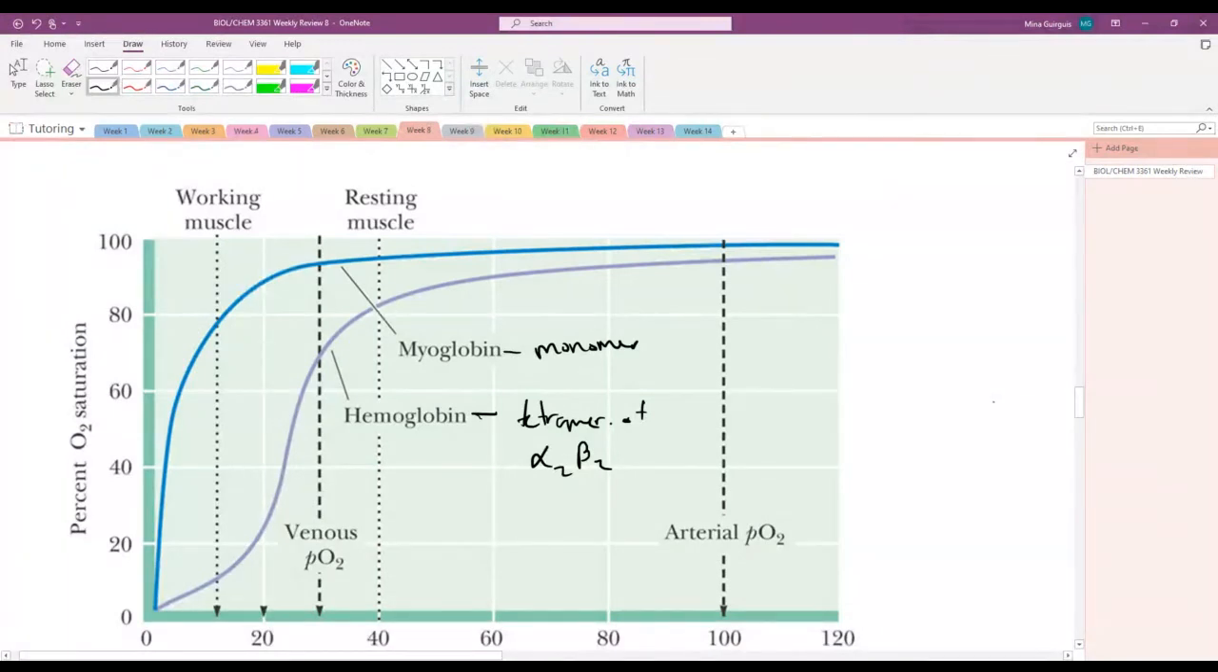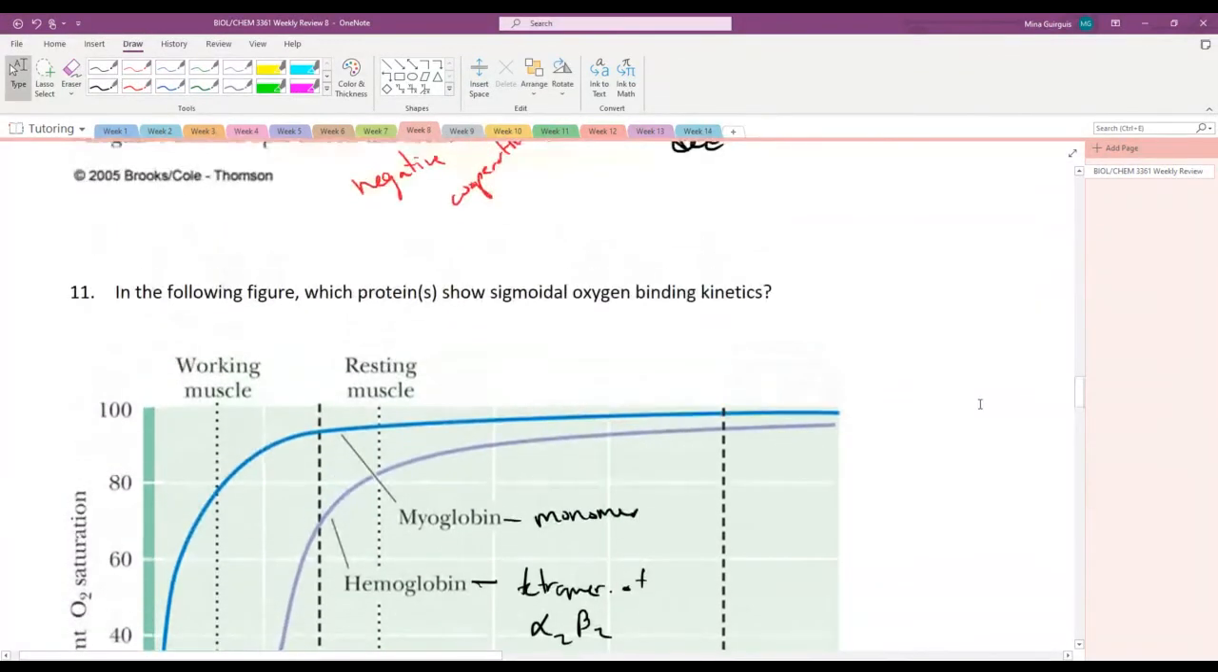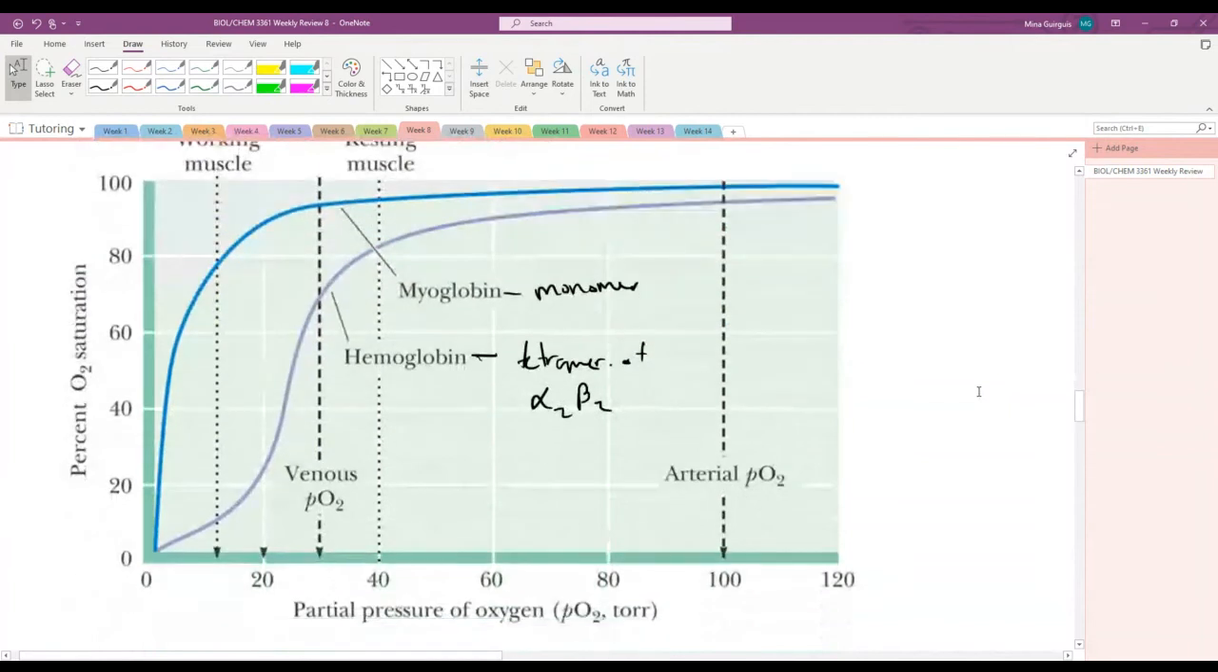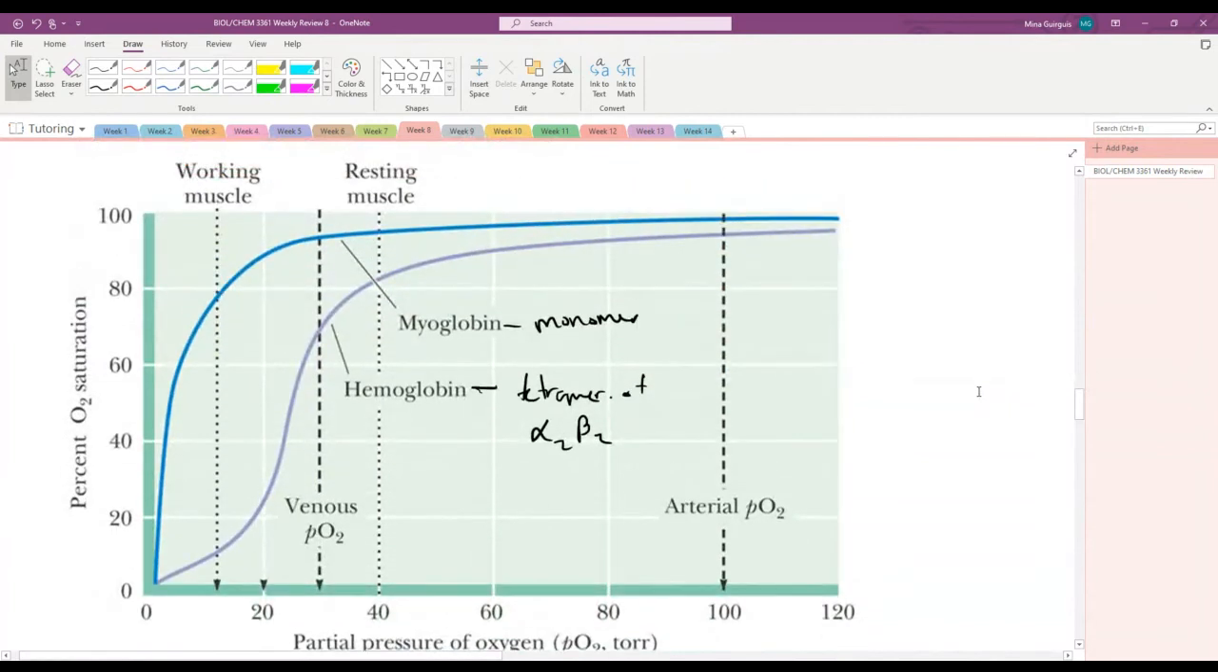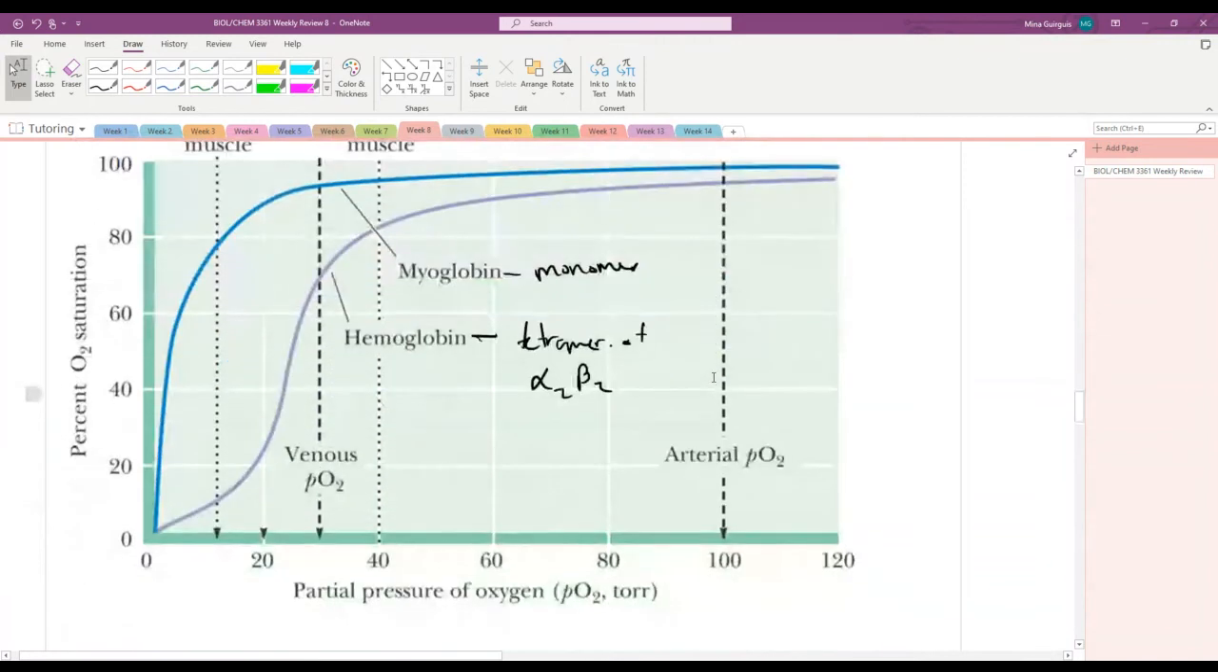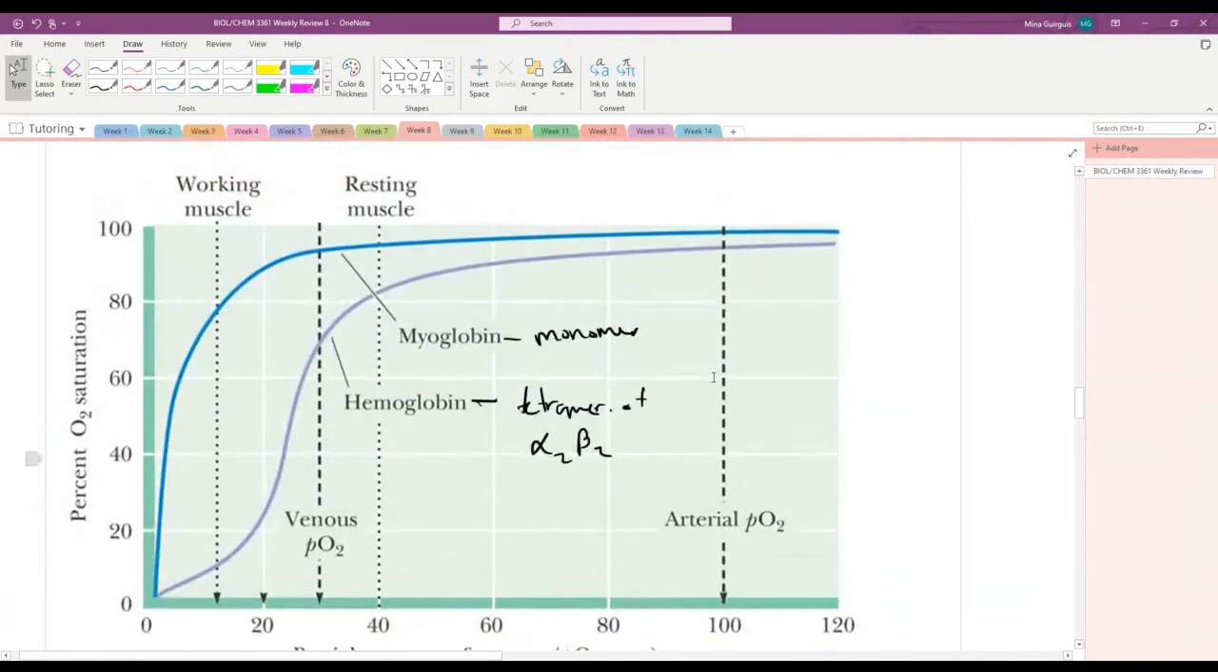And let's see how the kinetics of their binding indicates why they're used for what they're used for. So let's start with myoglobin. That's the blue curve at the top. It's very Michaelis-Menten-esque, right? It increases, and it levels off.